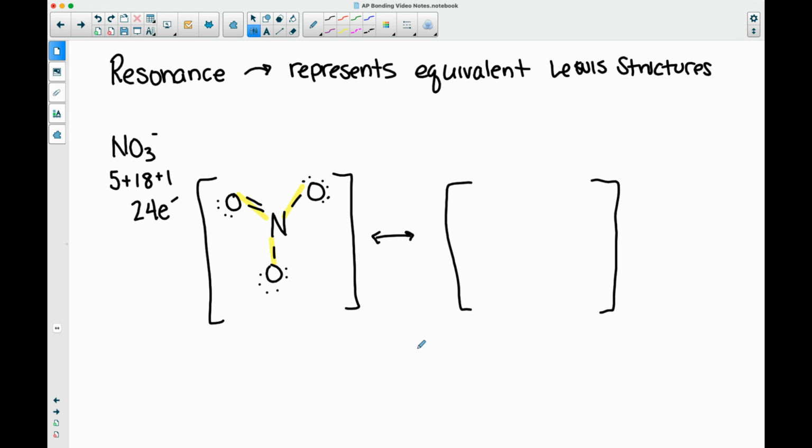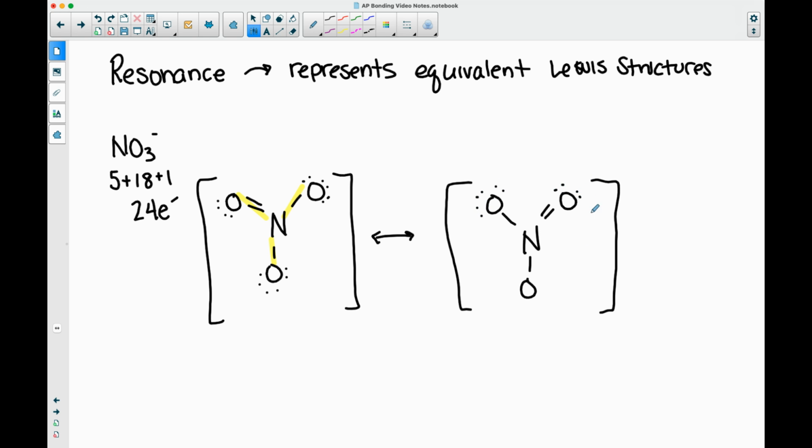Remember that those double bonded electrons are part of a pi bond. That pi bond exists out of plane. And in this case, because this is trigonal planar, that second pair of electrons in that bond is above and below the molecule. And those electrons are actually moving from place to place.